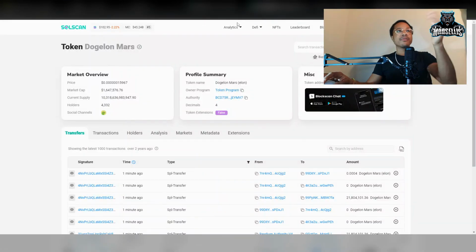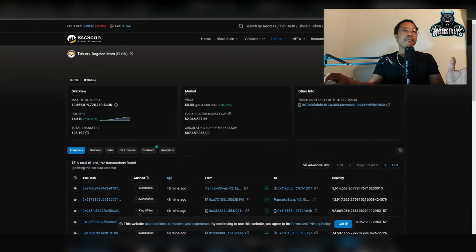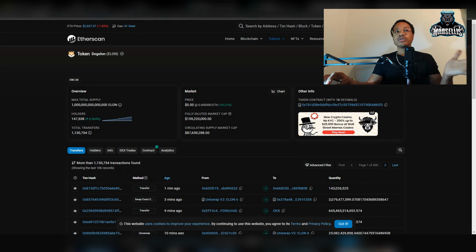So they've been doing it for a little while. This is the Solana scan, 4.3K, which just so happens to be almost the same amount as Binance. Binance just has a little more at 14K. But Dogelon is a little bit different because it didn't start off as a Binance coin like Baby Doge did. They kind of started off with Ethereum. They were going hard with Ethereum, and they're still growing on Ethereum.